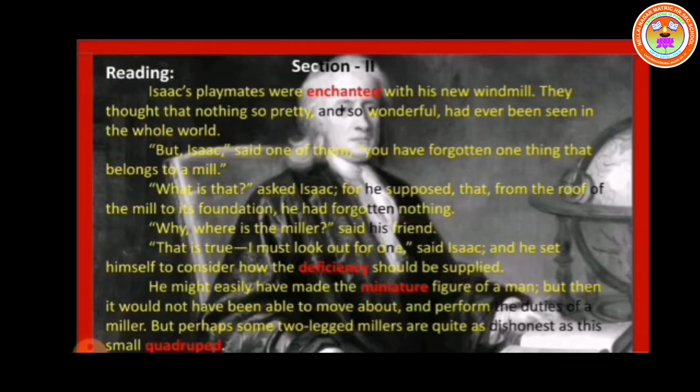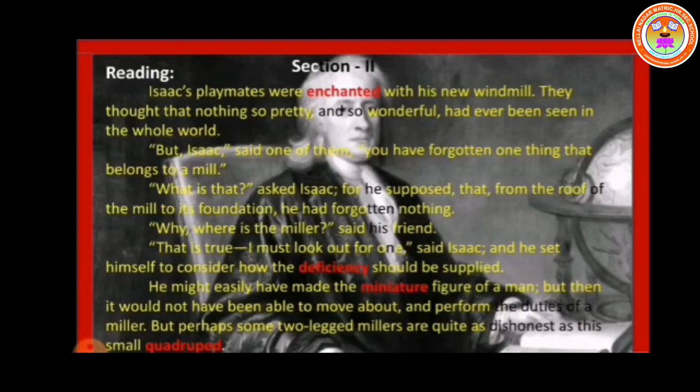So, keeping that in his mind, he is looking for a really concerned person to look after that mill. "But perhaps some two-legged millers are quite as dishonest as this small quadruped."